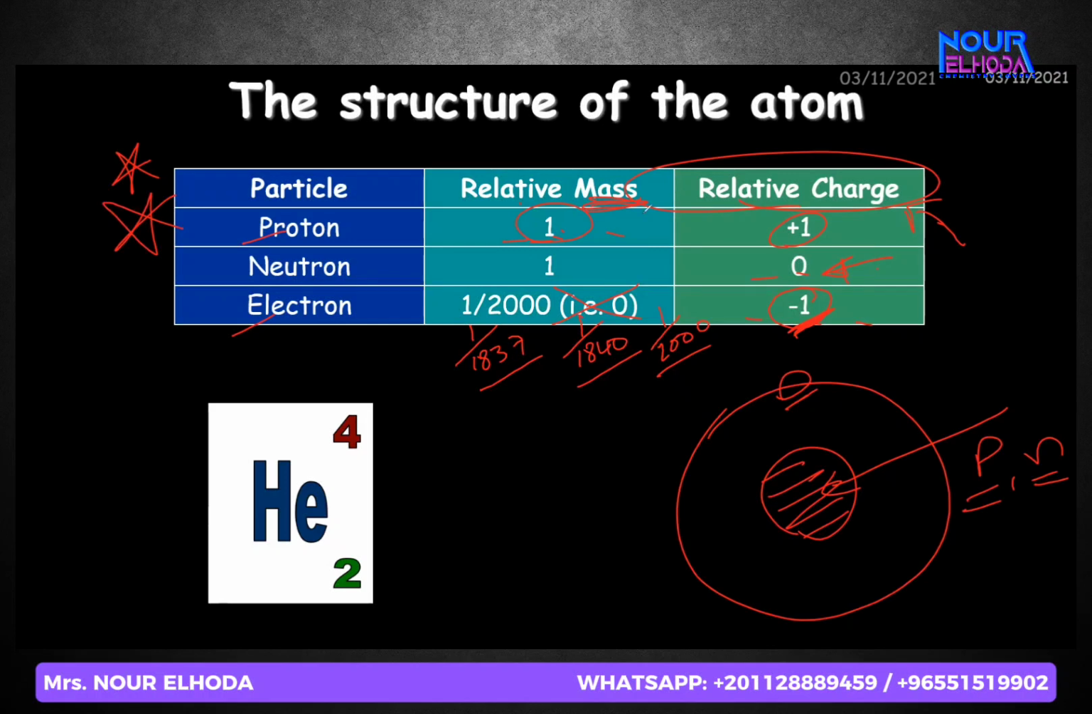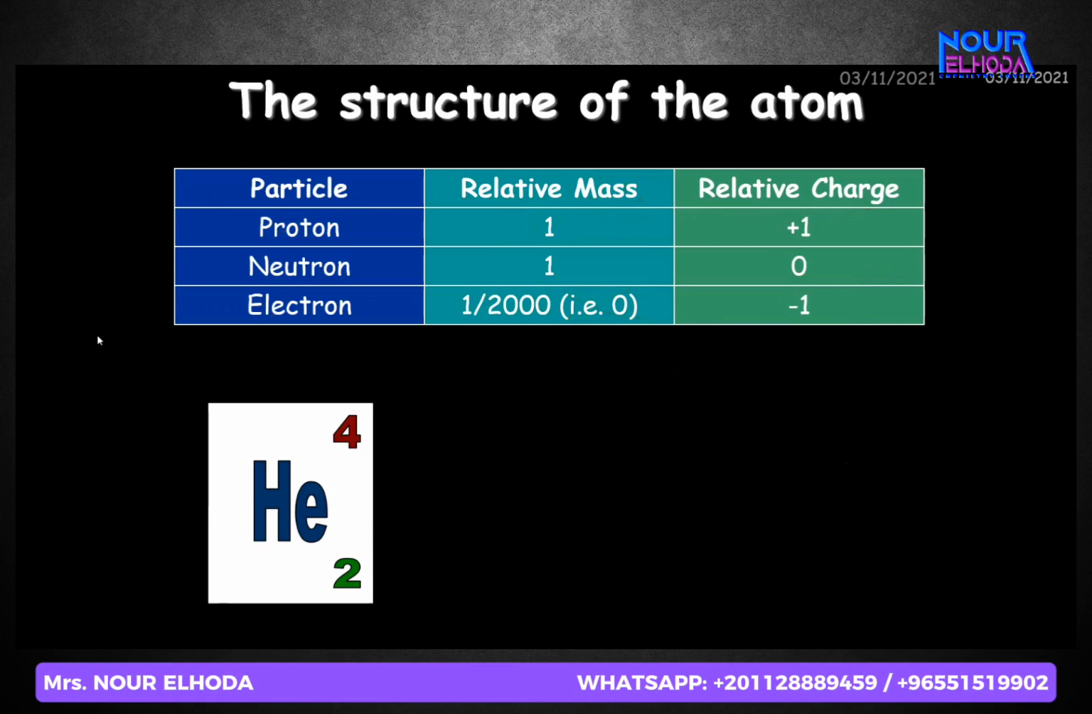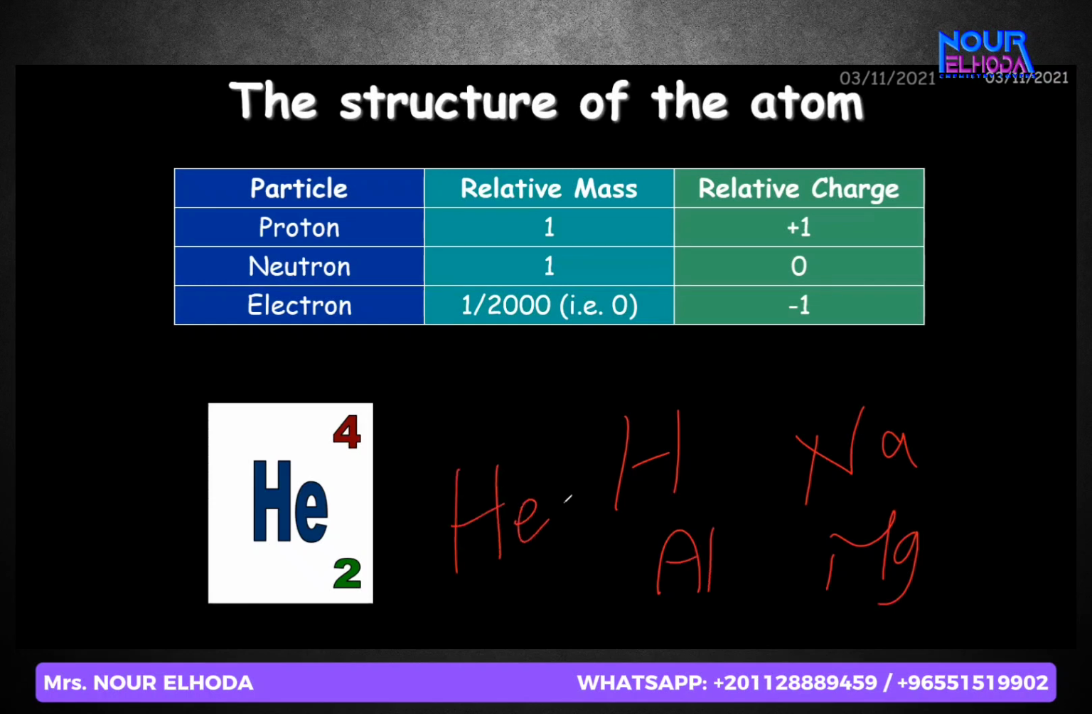Okay, let's continue. Here, Luna, I'm going to write the element itself. In any periodic table, you are going to find, first of all, the symbol. Whatever, hydrogen, sodium, magnesium, aluminium, helium. So please, please, never write for me like this. This is not helium. So please, the first letter must be a capital letter.